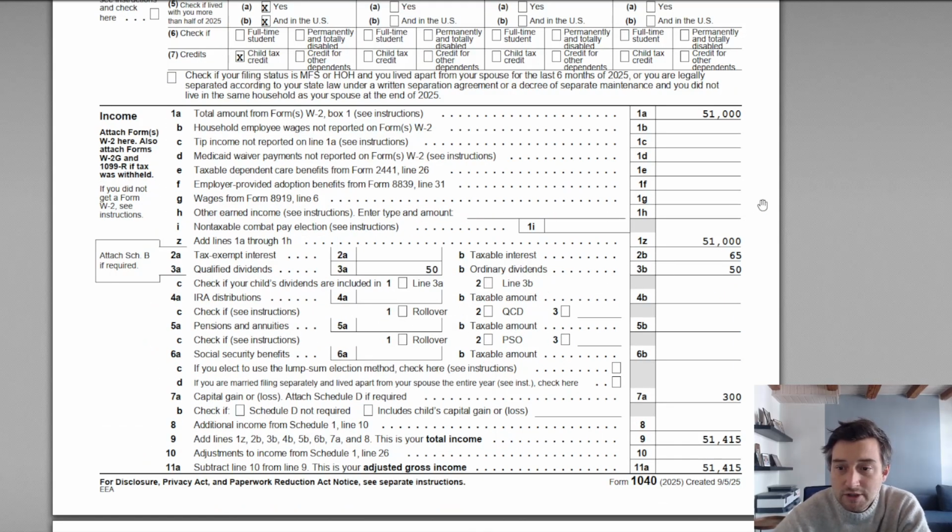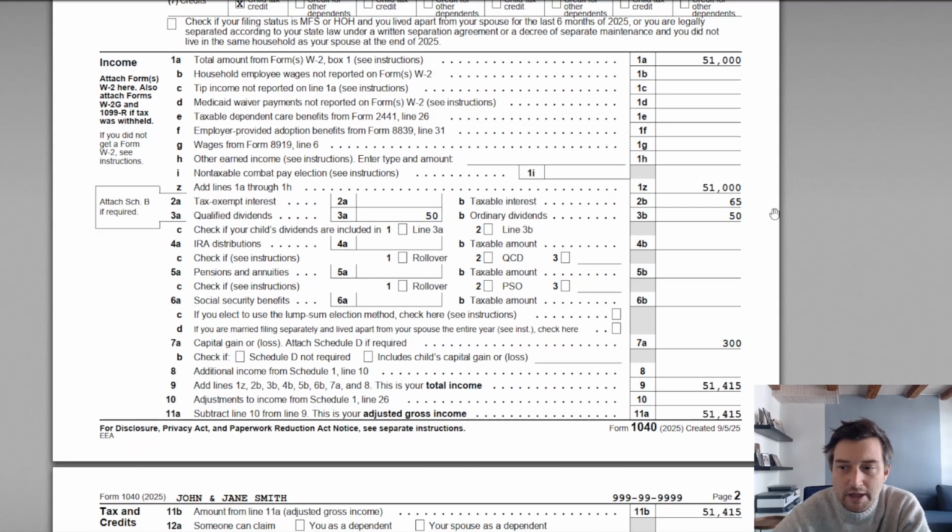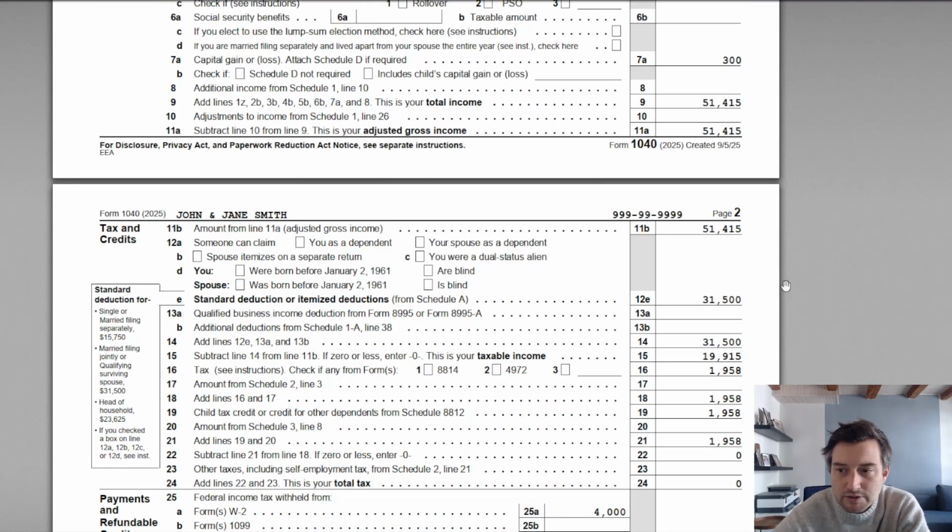So in the income section here, we can see they've got W-2 wages of $51,000 and a little bit of investment income. So $65 of interest, a little dividend income, $50, and then some capital gains reported on the 8949 and Schedule D of $300. So their total adjusted gross income is $51,415.